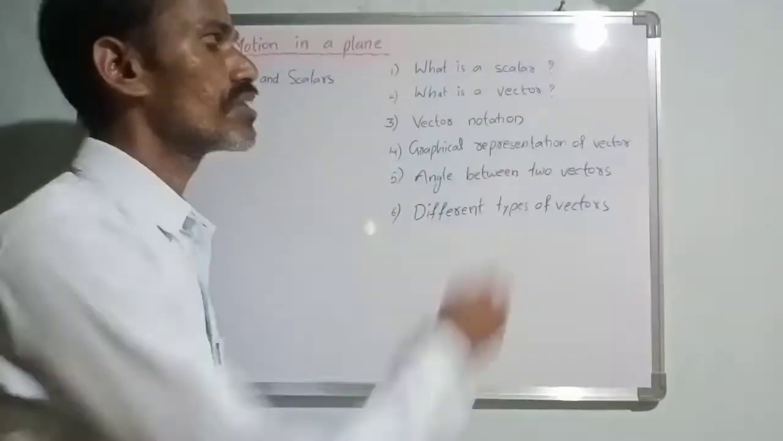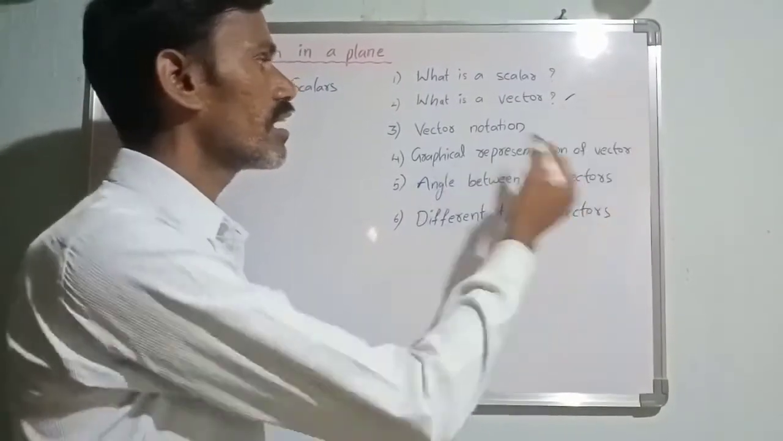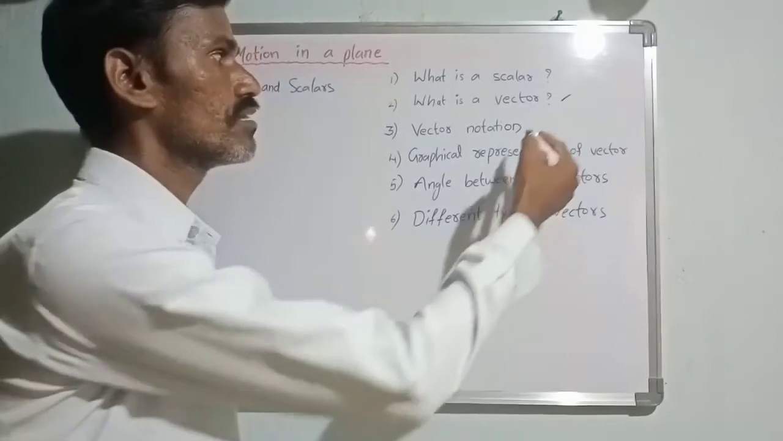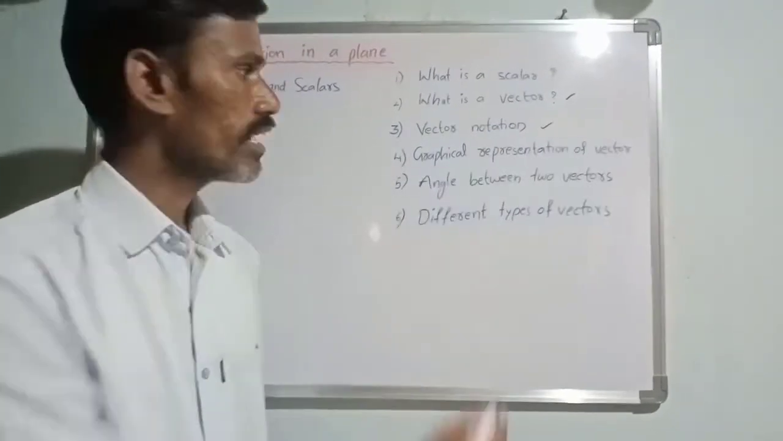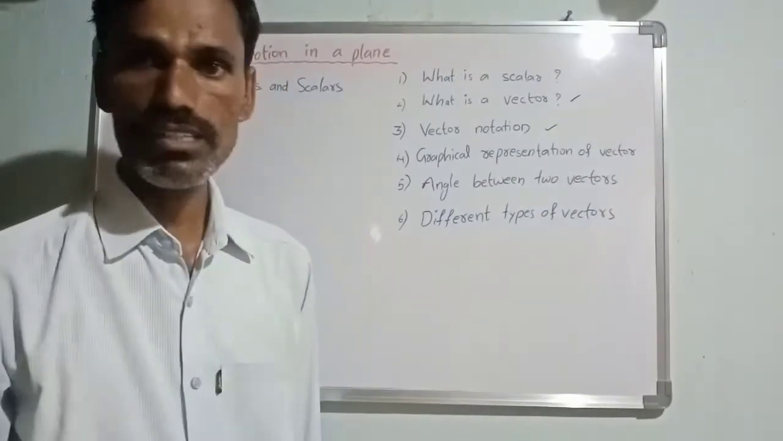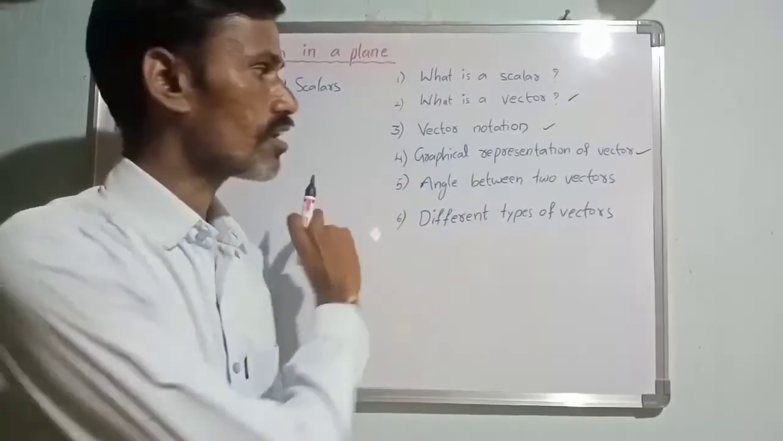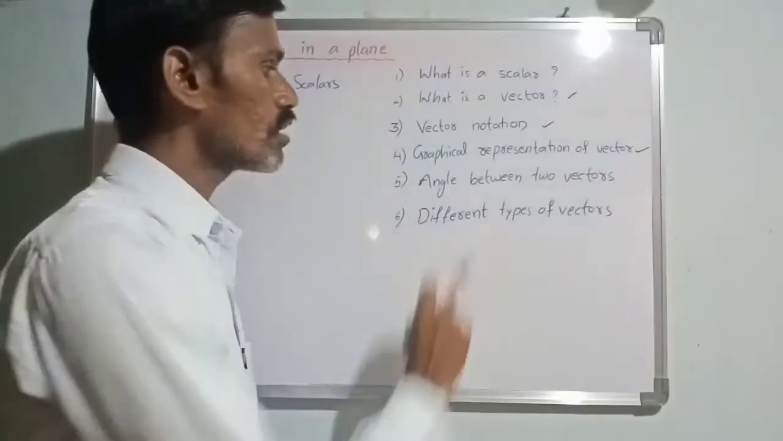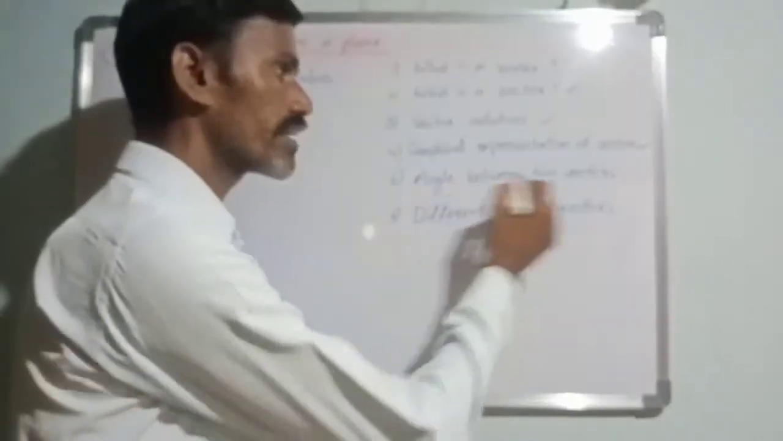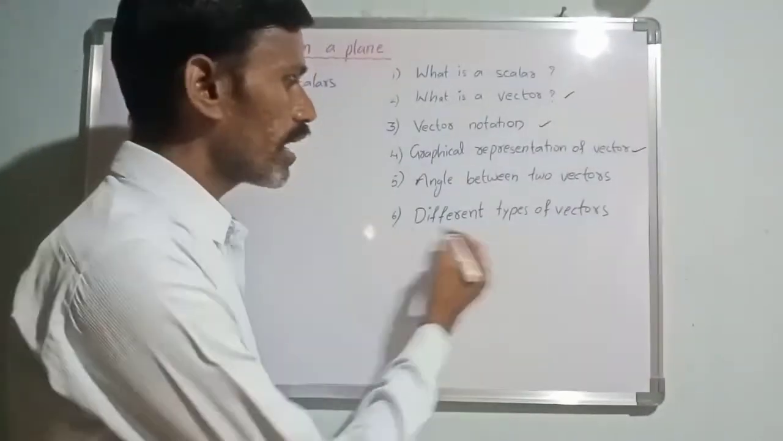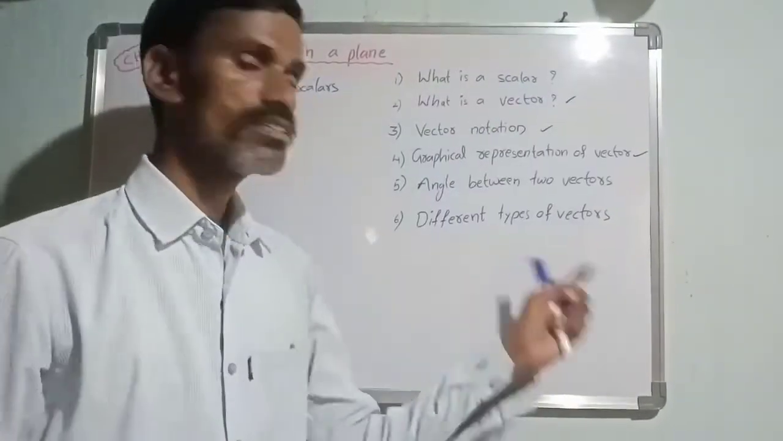That is, what is a scalar and what is a vector and how we write the vector form. So that is vector notation and the graphical representation of a vector. How we represent a vector in graphical form, in line form. And the angle between two vectors. How we measure the angle between two vectors, and different types of vectors. In this class, I am going to explain these topics.